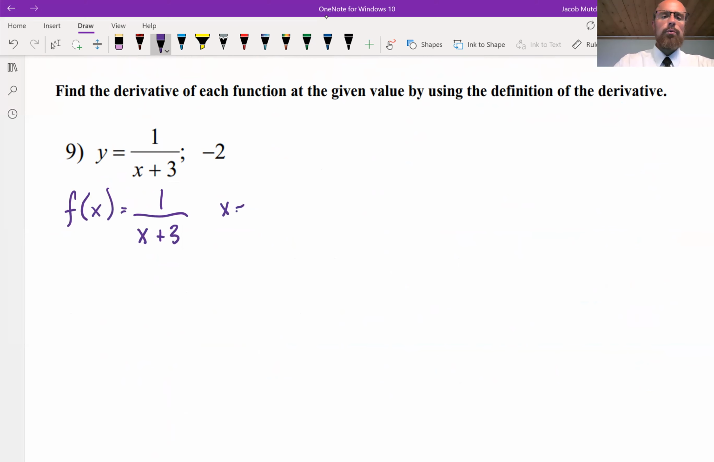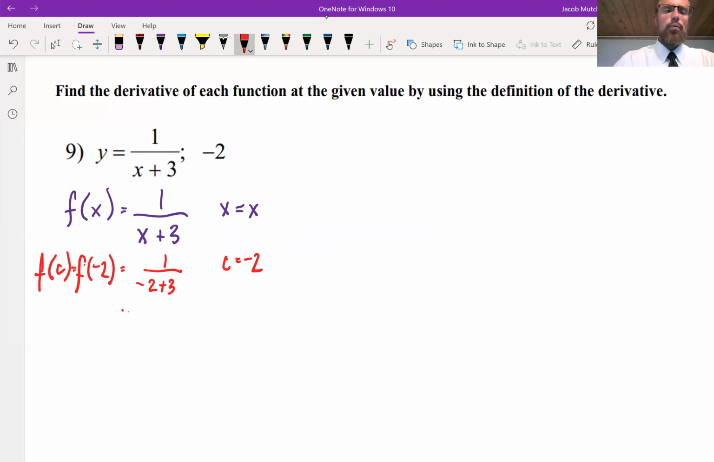Remember, x will just be x. My c value is given as -2, and f at c I want to calculate as f at -2. So plugging in -2 to my function is 1 over -2 plus 3, which is 1 over 1, that's 1. So f at c has the value of +1 there.